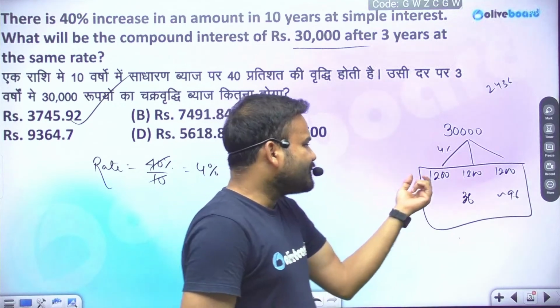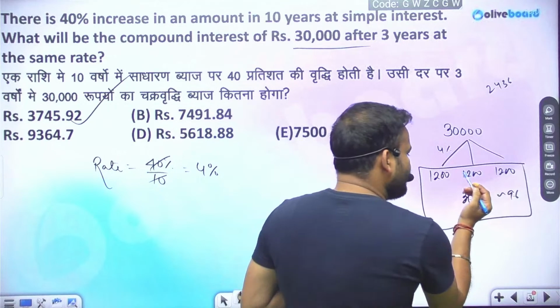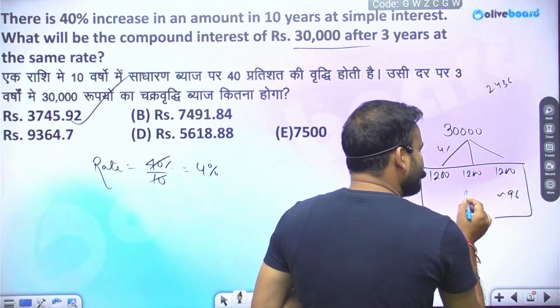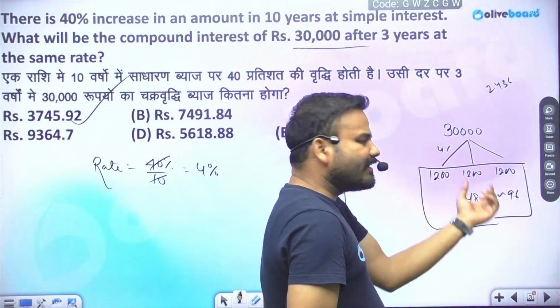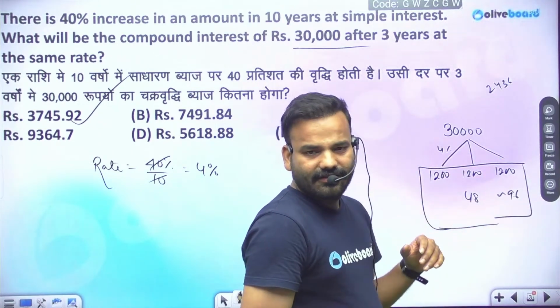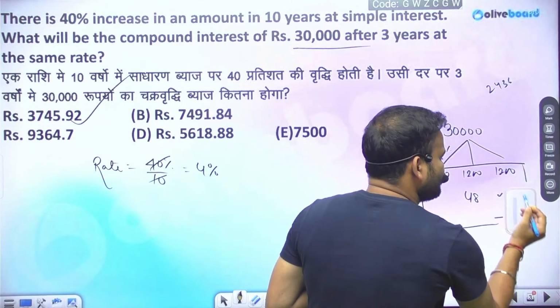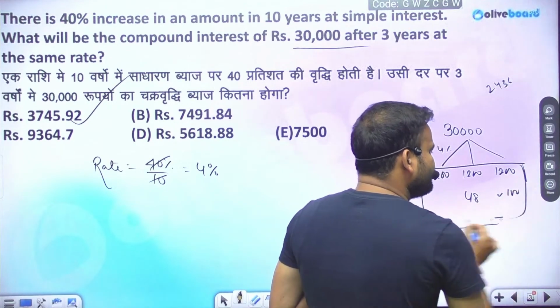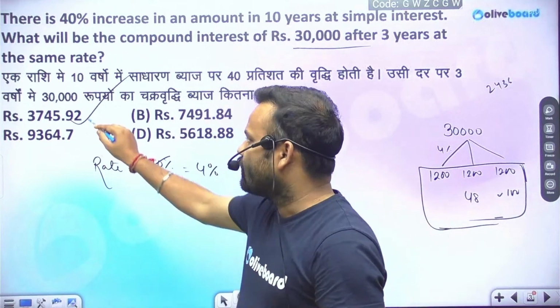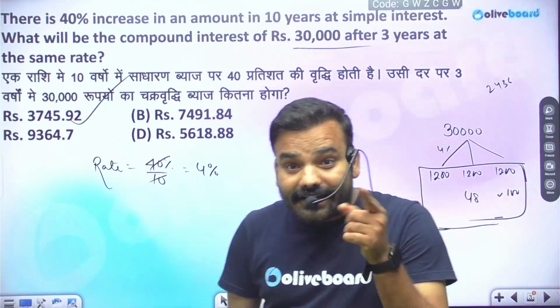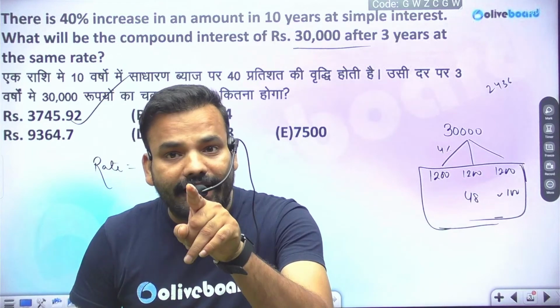And 4% of 1200 is what? This will be 48, right? 4% of 1200 will be 48, and approximately 4% of this value will be near about 100. So I'm taking this as 100. What would be the result? The result will be 3600 and 37, approximately 3700. So I got the result over here. But let's say we have two different options in the range of 3700.